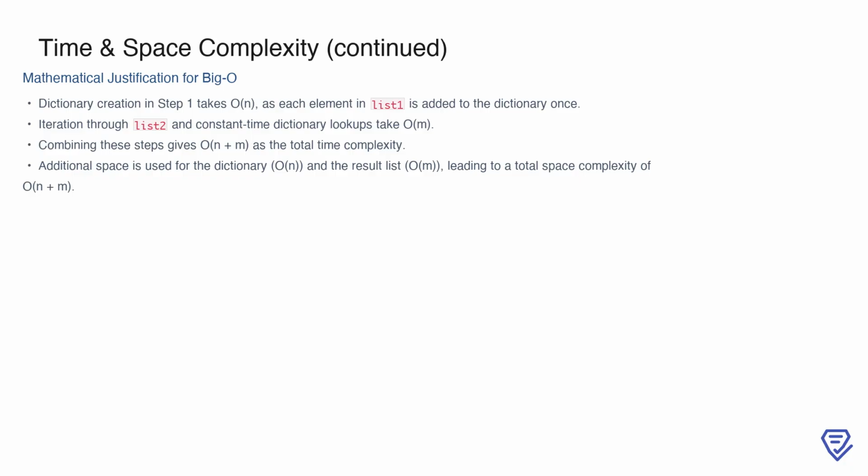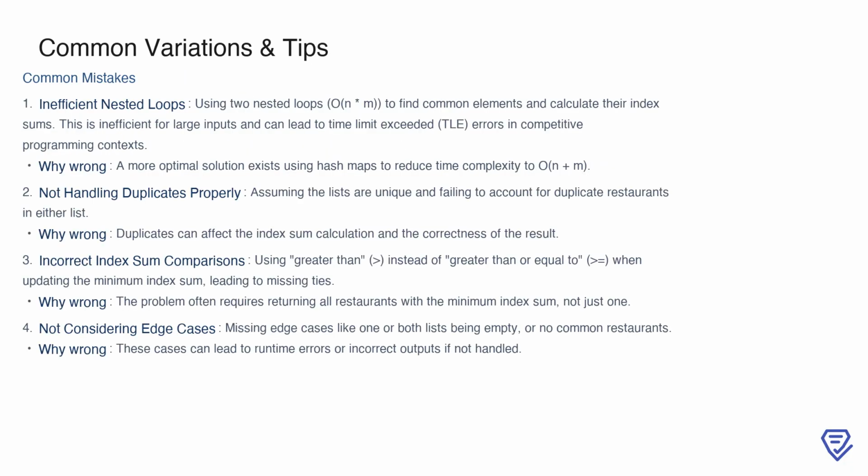For space complexity, the dictionary stores up to O(n) elements, and in the worst case, the result list may store up to O(m) elements. These two terms dominate the space usage, leading to an overall space complexity of O(n plus m). This provides a mathematically clear justification for the efficiency of the current implementation. When solving this problem, there are a few common mistakes you should watch out for.